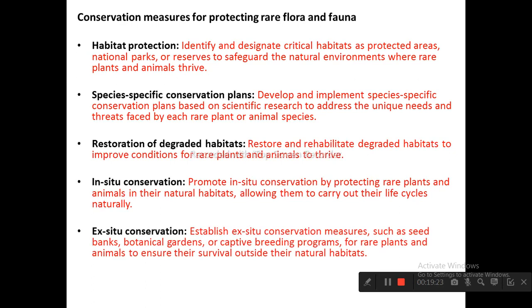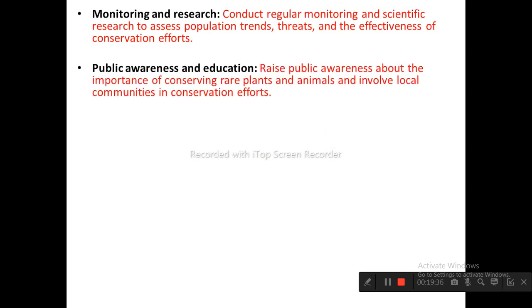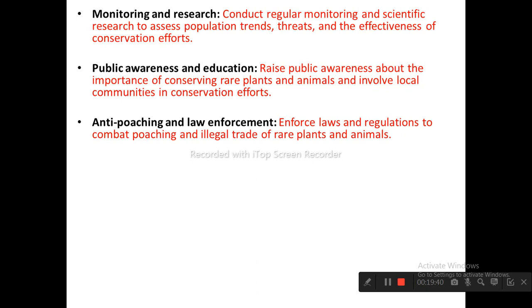Establish ex situ conservation such as seed banks, botanical gardens, and captive breeding programs for rare plants and animals. Next one is monitoring and research, also giving public awareness and education. Anti-poaching and law enforcement: enforce laws and regulations to combat poaching and illegal trade of rare plants and animals.